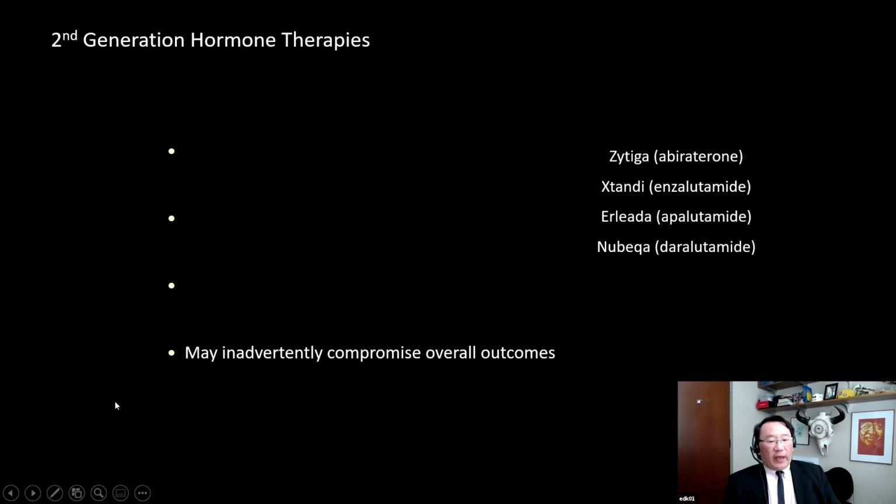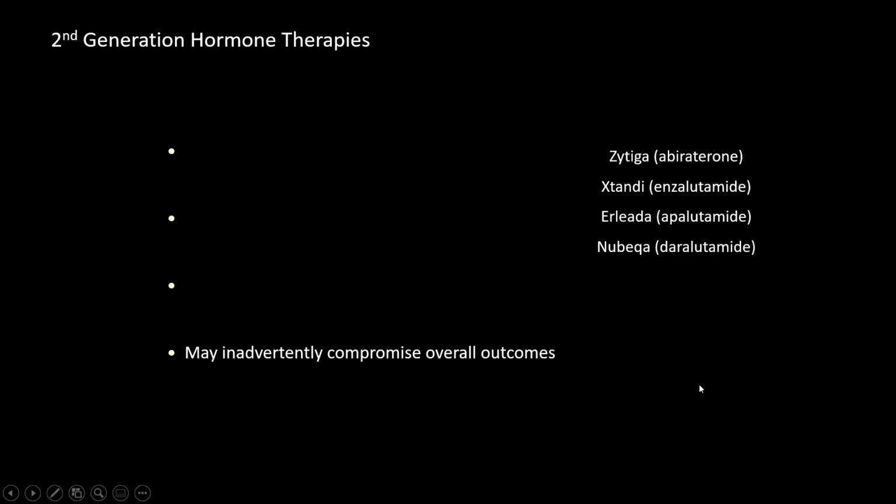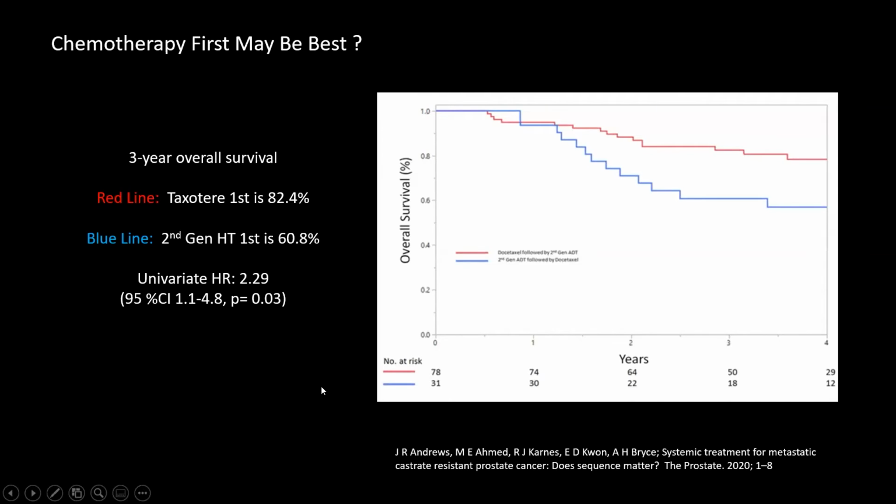We don't know this for a fact because our data is retrospective, but we do have some suspicions that these agents may inadvertently compromise overall optimal outcomes. Our residents and fellows several years ago looked at the data at Mayo Clinic, and this is what we found. Patients who have hormone-resistant disease have two options. They can be treated with chemotherapy first, and then second-generation forms of hormone therapy, or they can be treated with the second-generation hormone therapy first, and then chemotherapy.